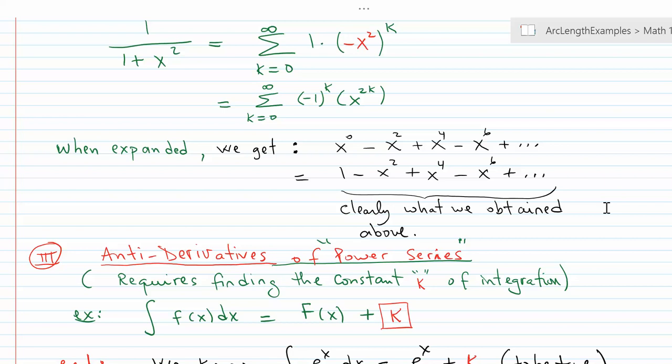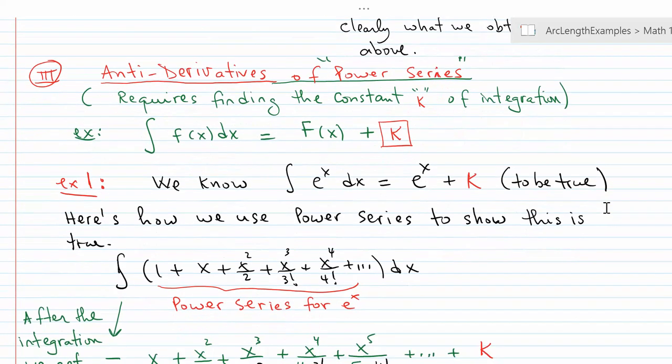All right, so this wraps it up for derivatives. Now I'd like to dive in and discuss a little bit about antiderivative of power series. What makes antiderivative a little bit different from derivative is that when you integrate a function, especially if it's an improper integral, you always end up with a constant of integration, which I'm going to call k. I do not want to call it c, because I will be using c later on as the center of the polynomial. So let's use k for the constant of integration.